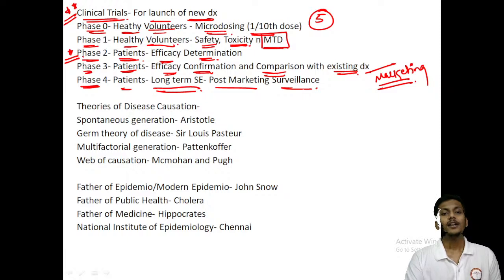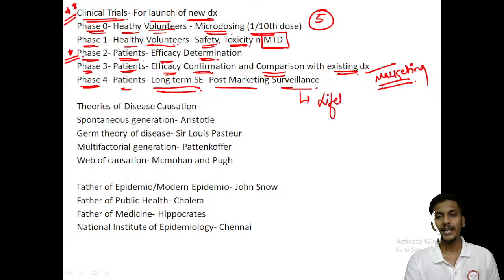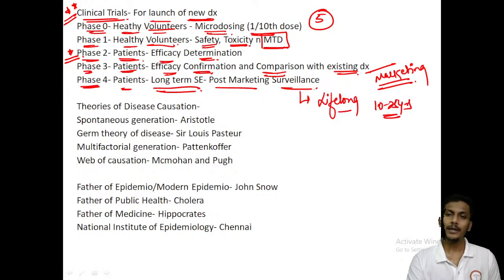And what is the time period for phase 4? So please remember, the time period for phase 4 would be lifelong. Minimum it would be 10 to 25 years, but the best answer would be lifelong. So phase 4 of clinical trial would last lifelong.